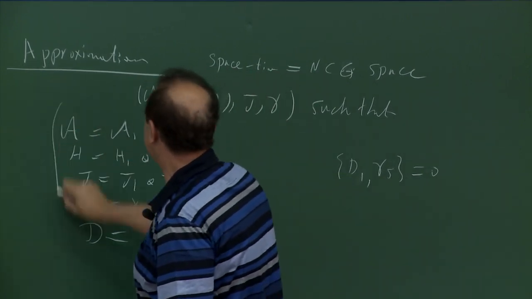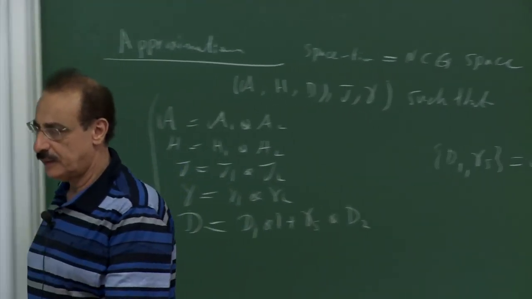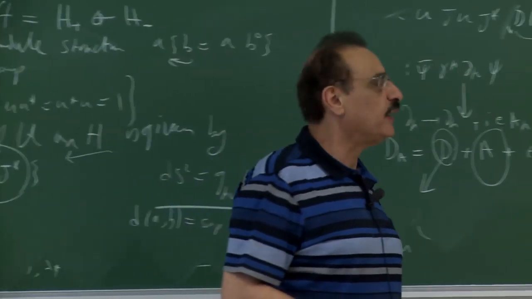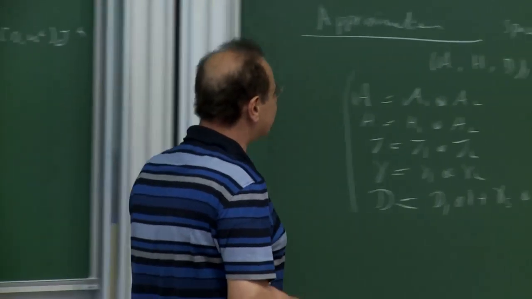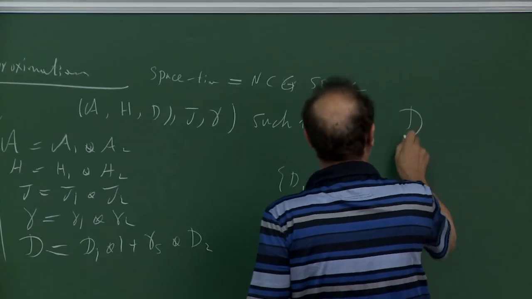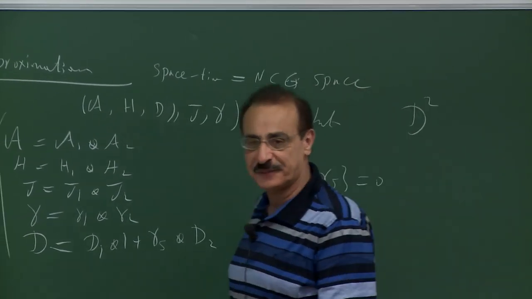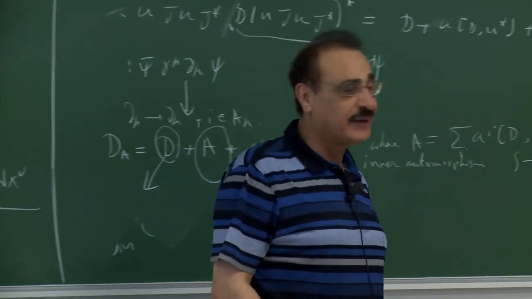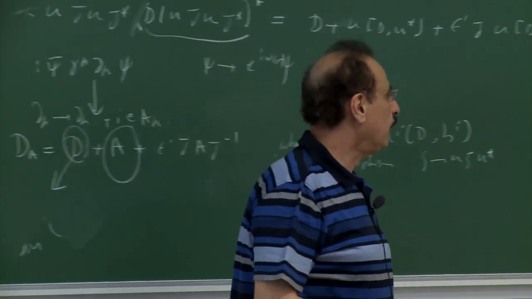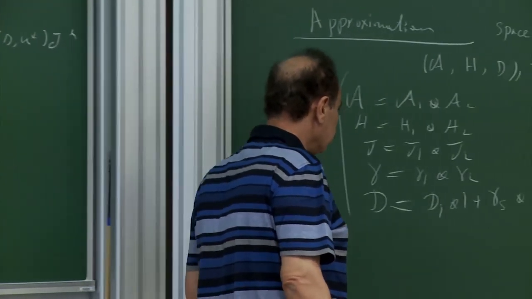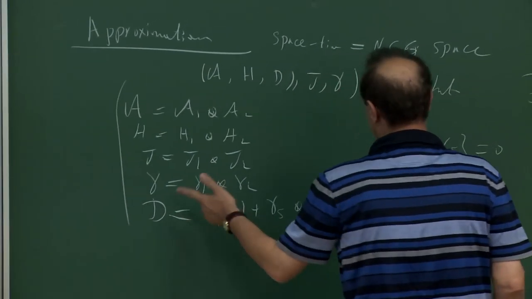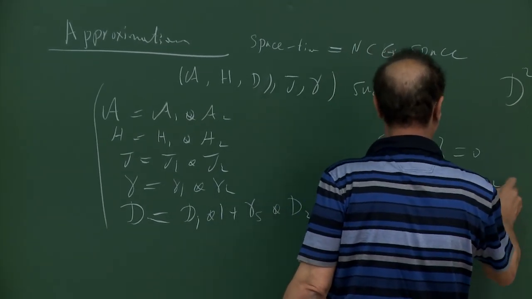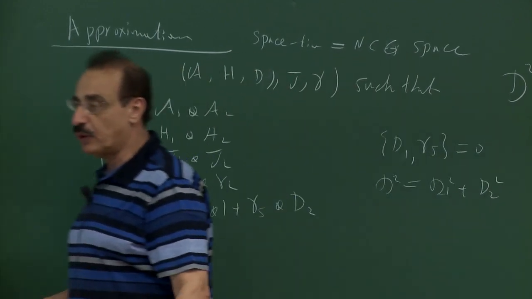Now, it's true that this looks like a trivial product space. However, it's not trivial. And the reason is that we are going to discover that all the physics somehow is really dictated by the spectrum of D squared, essentially. D squared has the geometric invariant. If you compute D squared, you have a mixing. Of course, D squared in this case is D1 squared plus D2 squared, but nonetheless, D squared knows about both in this case.